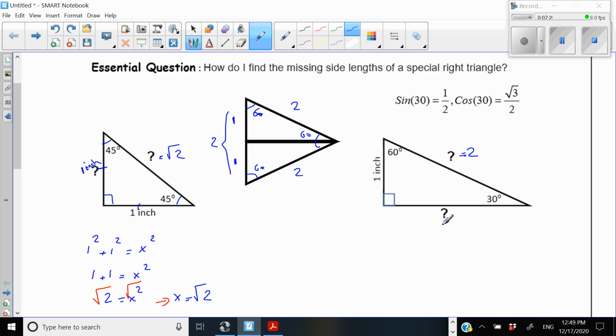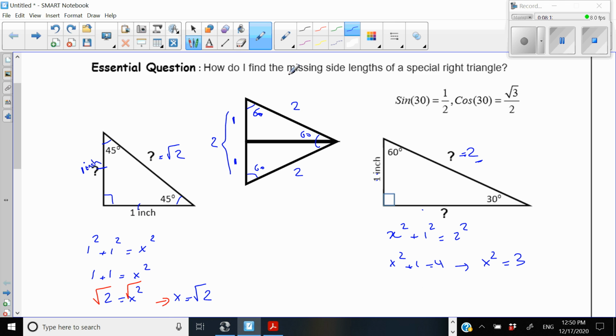Now I need to find the other one, this side. Again, I'm going to use Pythagorean theorem. Sum of the square of these two sides is equal to the square of the hypotenuse. So let's call this one x for now. X squared plus 1 squared is equal to 2 squared. Okay, this is 2 squared. So x squared plus 1 equal to 4, and I subtract 1 from both sides. And from here, x squared will be equal to 3.